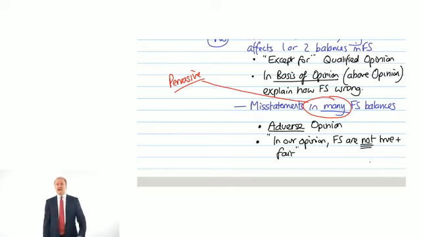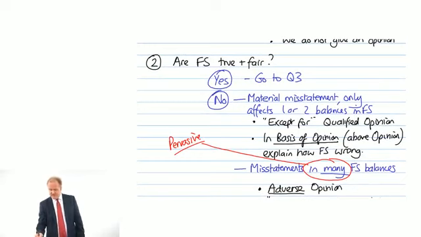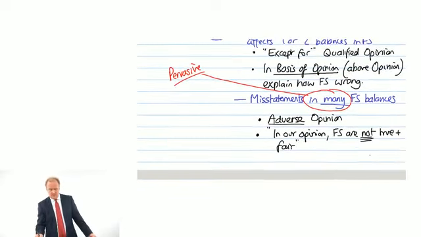So, we have now had 4 of our 7 outcomes. 2 of them related to a lack of evidence, material, and pervasive, really material, and 2 of them related to misstatements in the accounts, material, 1 or 2 balances, pervasive, really material, affecting loads of balances. So that was question number 2. We now get to question number 3.